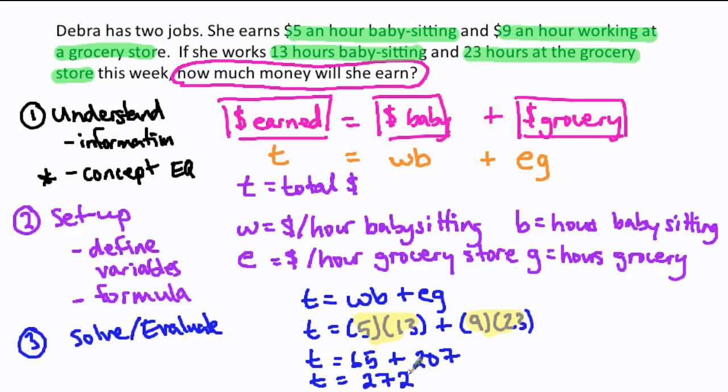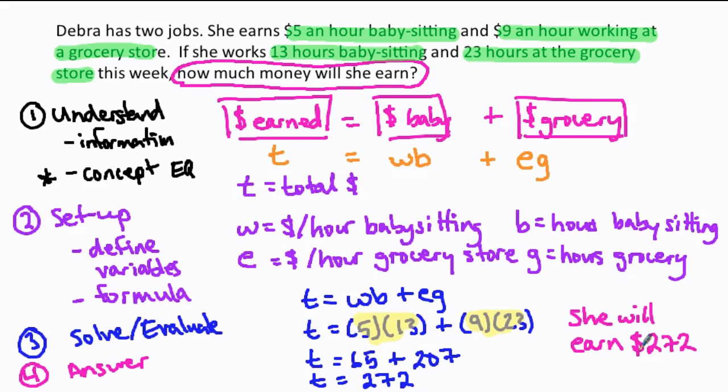My final step is to go back and actually answer the problem. And the reason why this is not the same thing as solving or evaluating is sometimes the answer is maybe something different. So go back and look at this question. How much money will she earn? And answer this with a sentence. You say, she will earn $272, and don't forget your units, dollars.